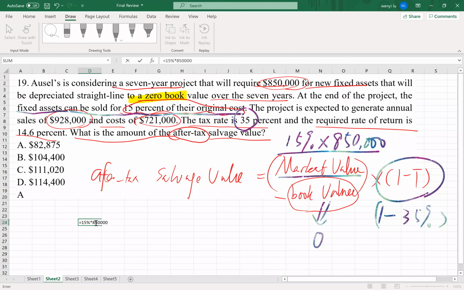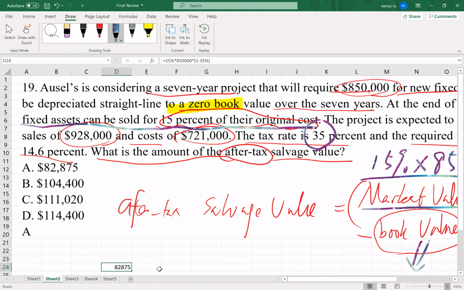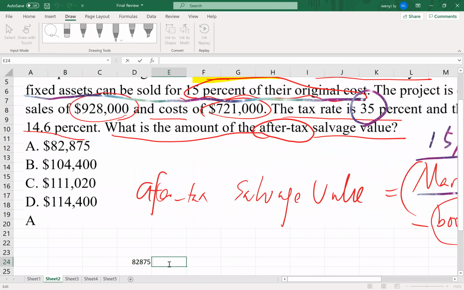850,000, right? Then times 1 minus what? Tax rate, 35%. Right, that's equal to what? That's equal to 82,875. Right, you can see this one here. Okay? And I can show you guys the formula, what I'm typing here, right? The formula, right, text.